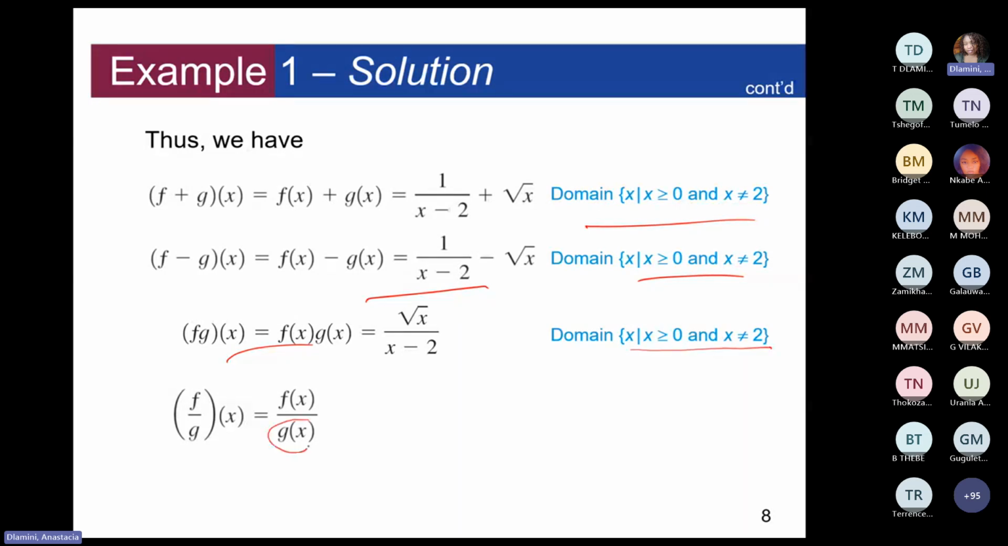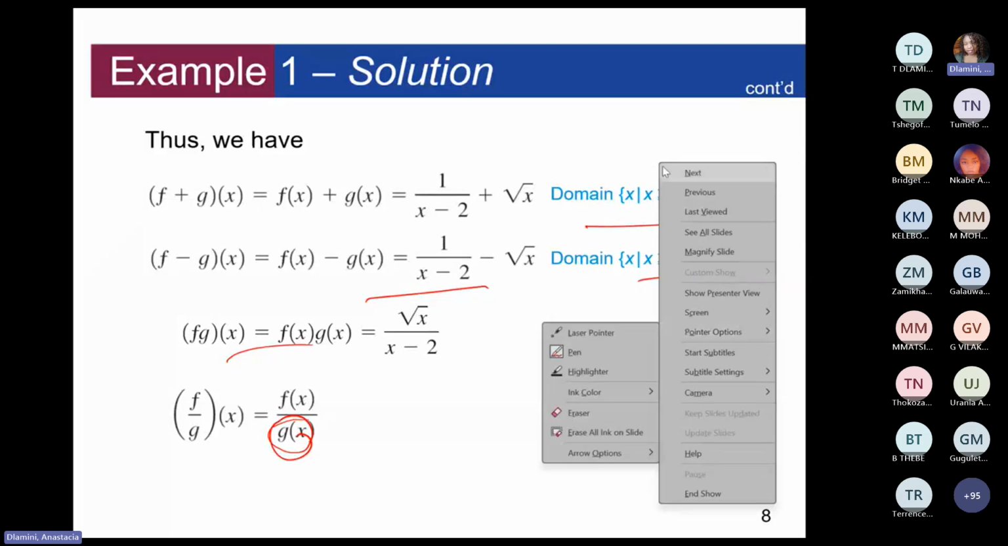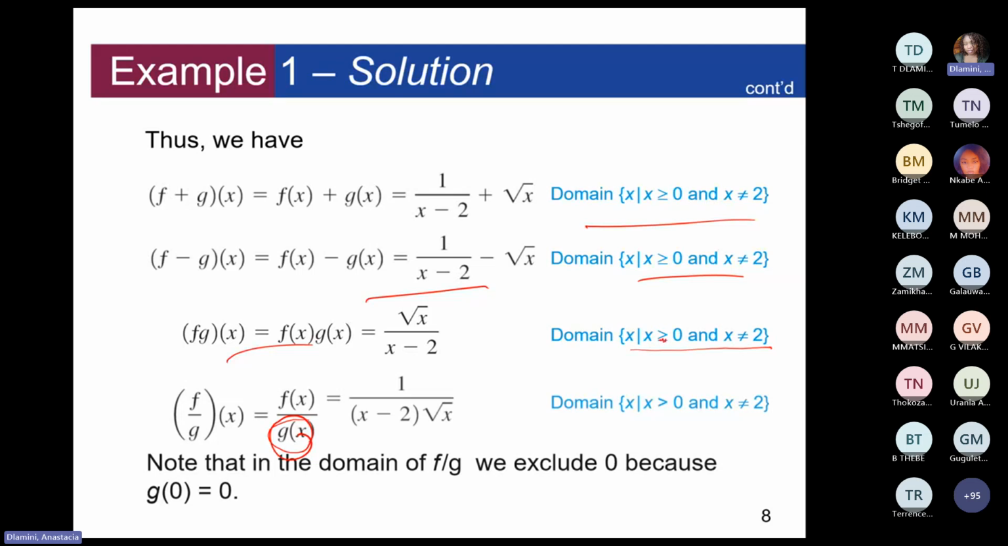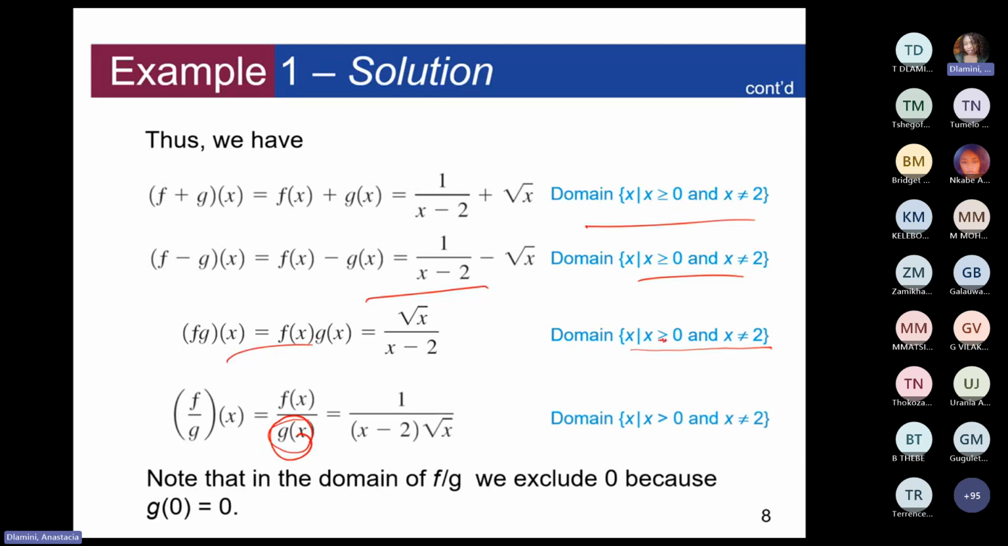But as we said, here the domain is exactly the same as this one, except for the value that will make g of x equal to 0. We just remove 0 here, because for the square root of x to be 0, we need 0. So it will be exactly the same domain except for 0. And that's what we did. So they say, note that in the domain of f over g, we exclude 0 because the square root of 0 is equal to 0.